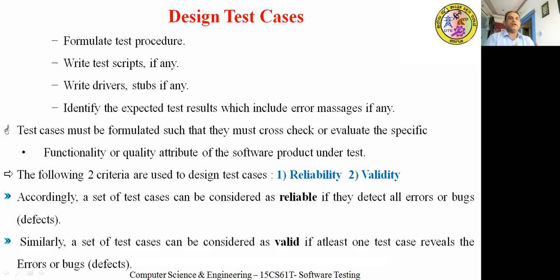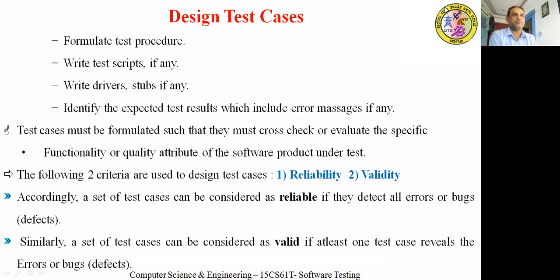For example, you're finding the roots of a quadratic equation. ax² + bx + c is your quadratic equation, so you'll be entering the values of coefficients a, b, and c. If you enter 0, 0, and 0, all three values, then it is invalid. It is not an equation at all. So when you enter such values, your program should immediately respond with a message like invalid values, enter valid values. Whether such messages are being generated or not, you need to test it.